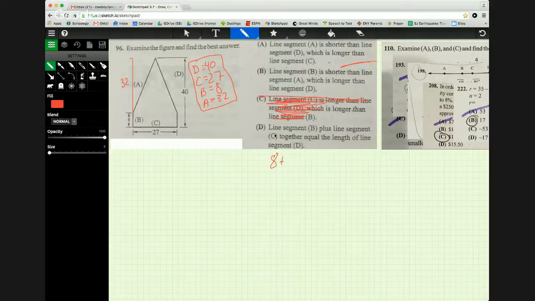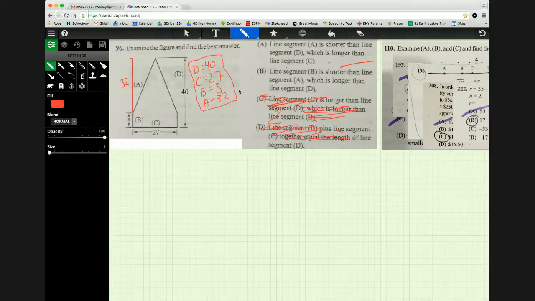Let's undo all that, and then let's just scratch this one out, and we'll scratch this one out. So let's come back to this first one and see if we can make sense of it. We know that it's got to be A or B. So let's look. Line segment B is shorter than line segment A. So we know that's true, right? B is shorter than A.